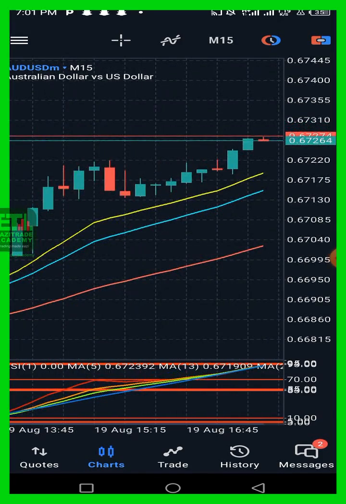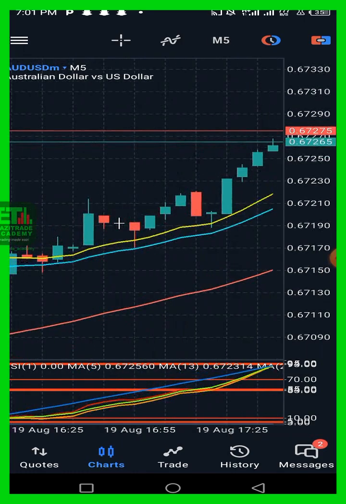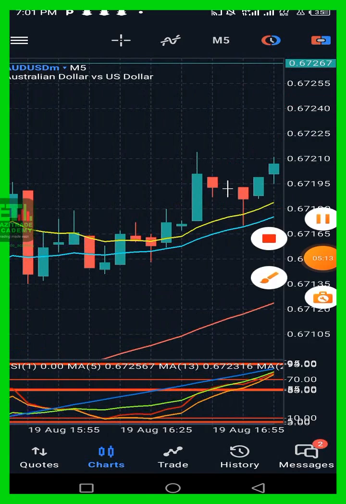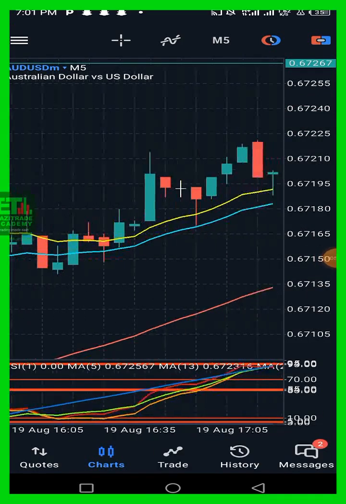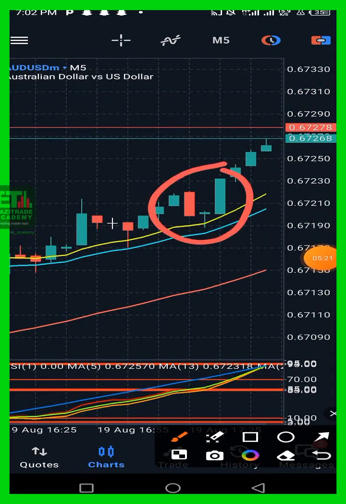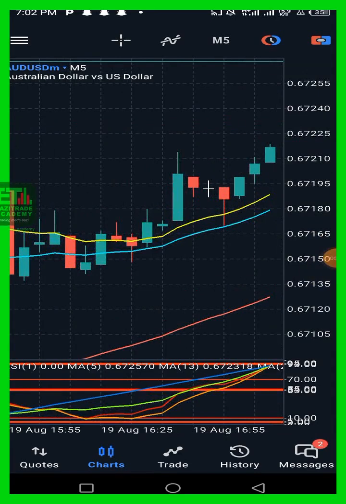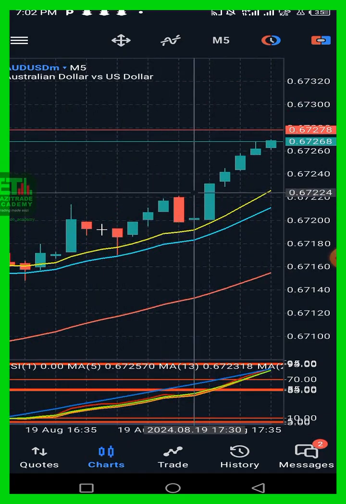If not seen, let's look at 5 minutes. We can see the morning star occurring on several occasions. The morning star occurred here, and another morning star occurred here. If you are taking a buy around this area, it will be a win. If you are also taking a buy around this area, it will also be.